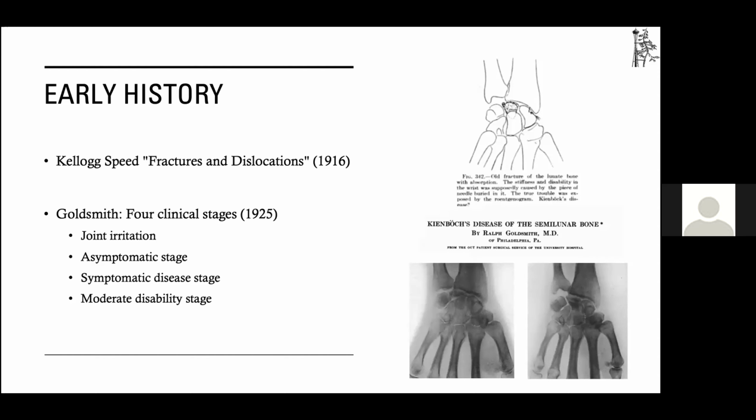In this review, he identified 4 clinical stages. The first 2 stages consisting of joint irritation and asymptomatic stage, making up what he termed early disease, and then the second 2 stages being symptomatic disease and the moderate disability stage making up late disease.